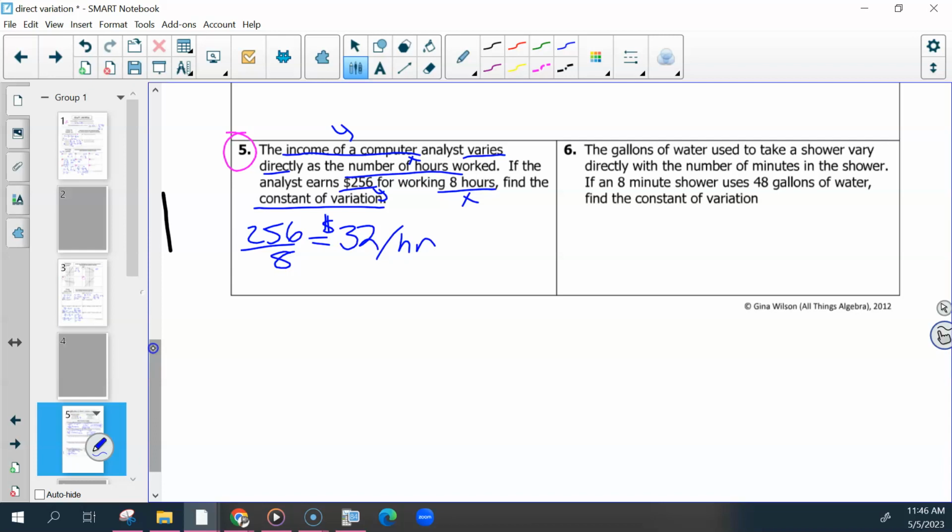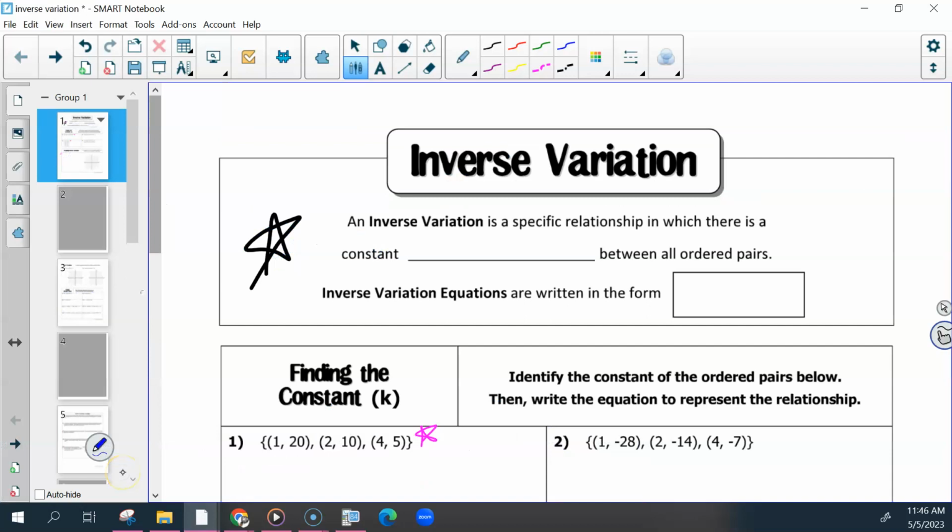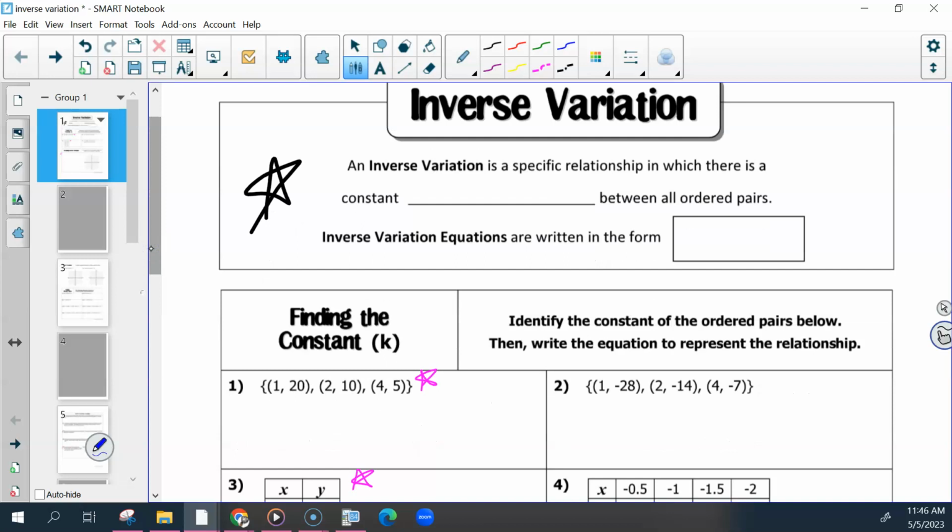Switch packets. Look at the inverse. What's nice about the inverse is that a lot of the process is the same, but a little different at the same time. But inverse and direct are basically the opposite. So if in direct we had a constant ratio, this would be a constant product, where we're multiplying y and x between all the ordered pairs. The inverse variation equation is written in the form y equals k over x.